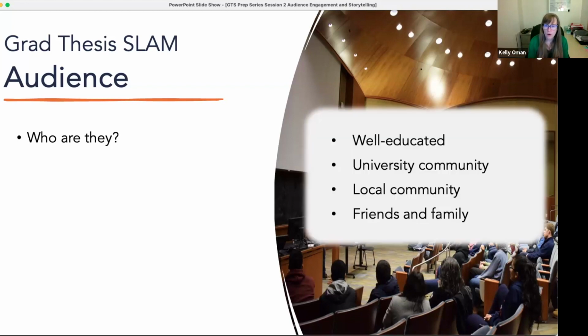They are probably made up of people from the university community, the local community, friends and family, people who've been invited, people from departments of the participants, the presenters. They're probably relatively well educated if they're from the university community, obviously, but you know, being a college town, there's probably a big affiliation with higher education. So that might tell you a little bit about who that audience is in particular.